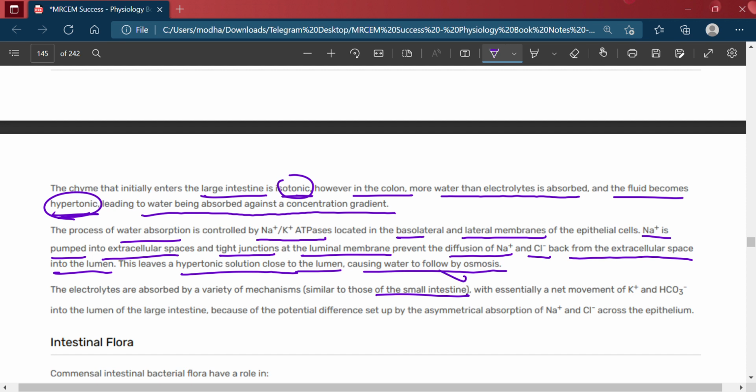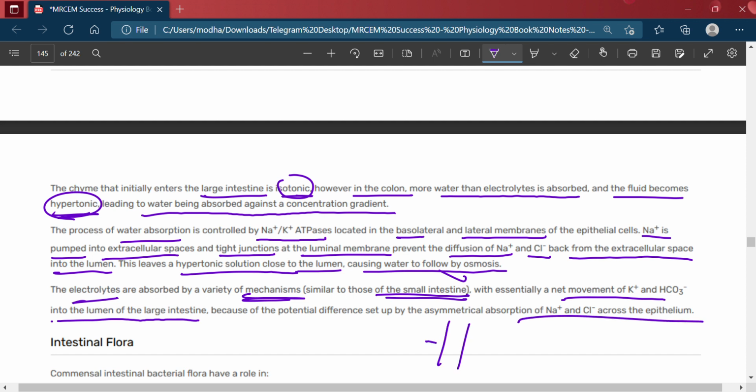The electrolytes are absorbed by a variety of mechanisms similar to those of the small intestine. There is essentially a net movement of potassium and bicarbonate into the lumen of the large intestine, because of the potential difference set up by the asymmetrical absorption of sodium and chloride across the epithelium.